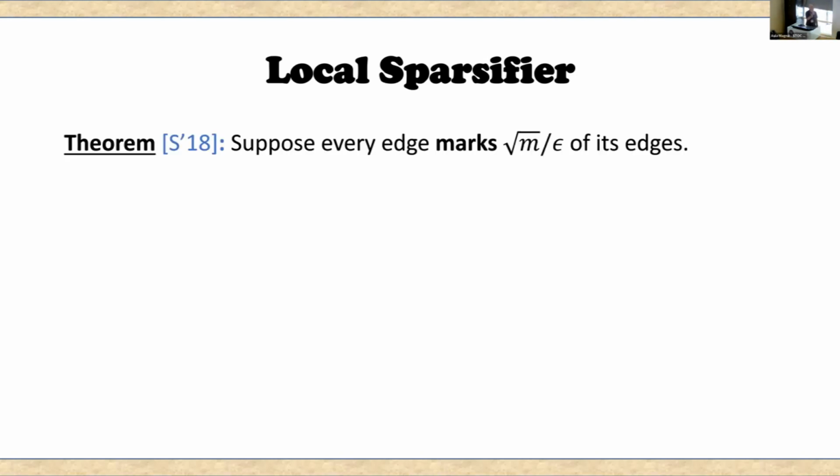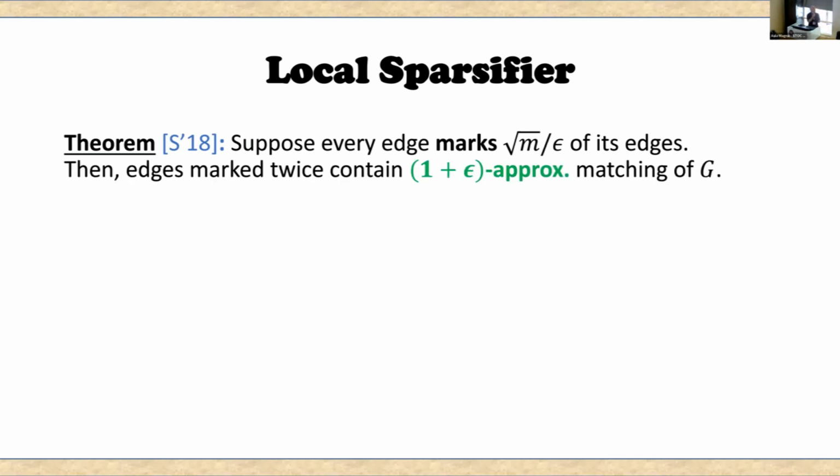Okay, so here's the statement. Suppose every edge marks some root m over epsilon of its edges, however you want. And we look at the subgraph that is marked by both of its endpoints. Then the claim, which I'm not going to prove here, is that this contains a 1 plus epsilon approximate matching with respect to m.